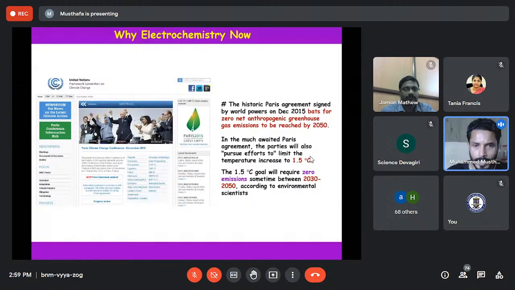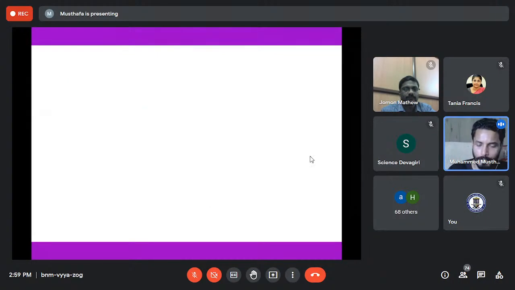Electrochemistry assumes great significance in the context of the historic Paris Agreement on climate change, where the world leaders have unanimously agreed to limit the global warming temperature to 1.5 degrees C. Why have they decided to limit the global warming temperature to 1.5 degrees C? This is mainly because of the adverse effects of global warming.